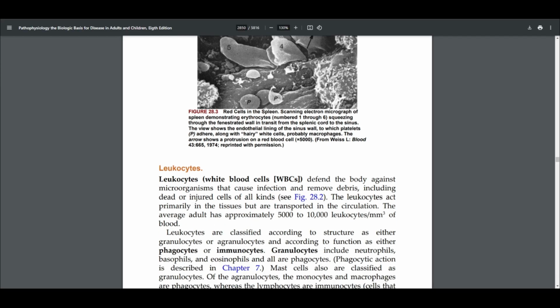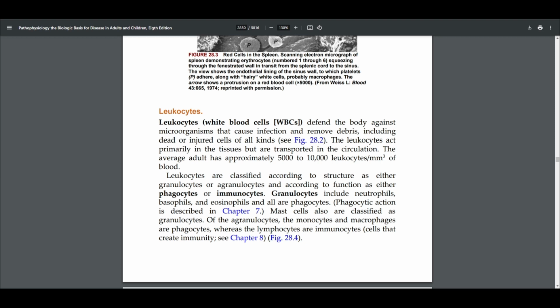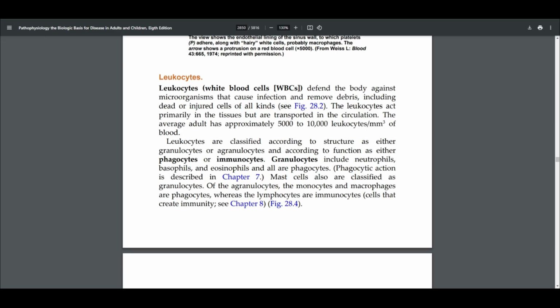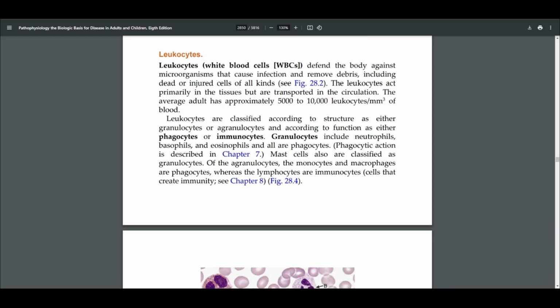So again, moving on up to leukocytes, or white blood cells. Leukocytes defend the body against microorganisms that cause infection and remove debris, including dead or injured cells of all kinds. The leukocytes act primarily in the tissue but are transported in the circulation. The average adult has about 5,000 to 10,000 leukocytes.